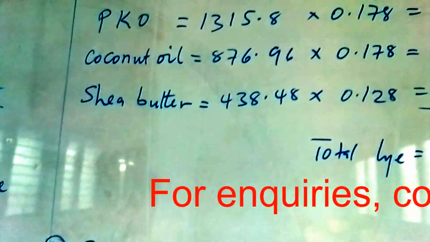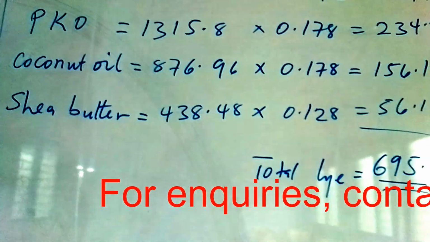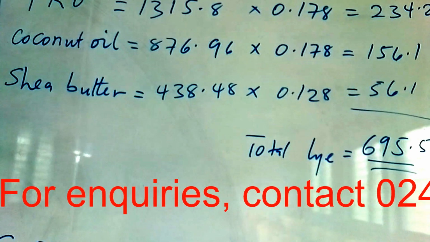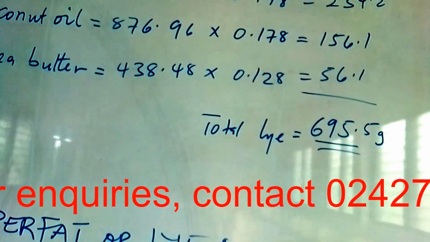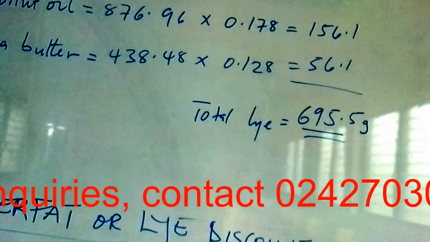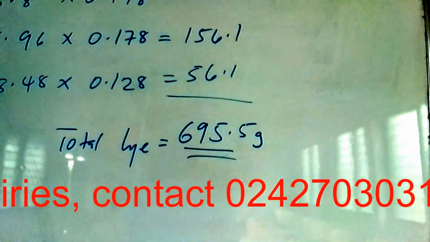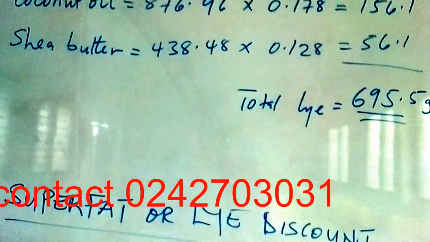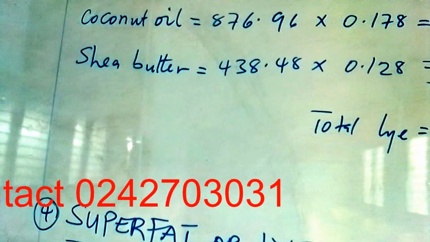We come to coconut oil. Coconut oil gives us 876.96. So multiply by its sub value, which is also 0.178, then we'll be getting 156.1 grams. Then last, shea butter.